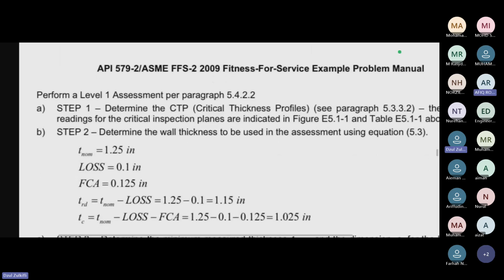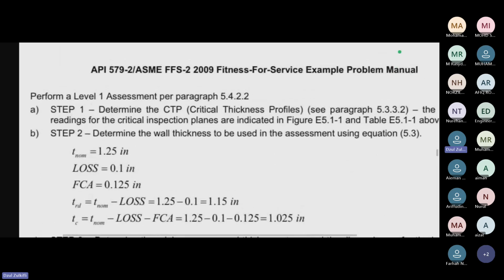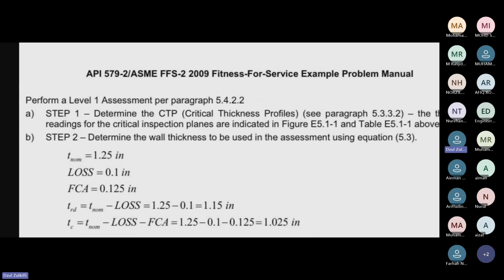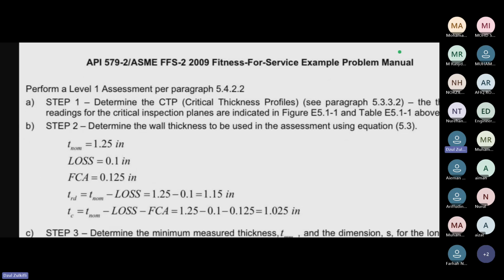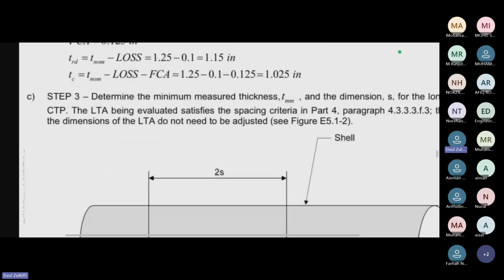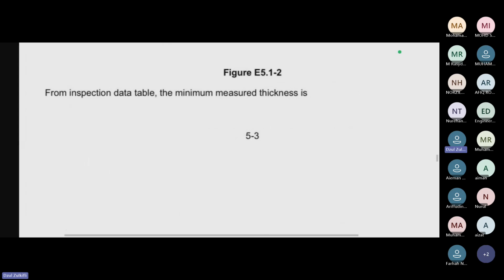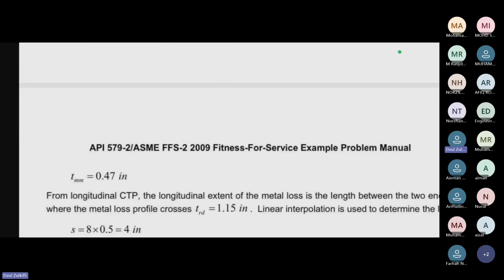Alright, let us walk through the calculation. As usual, I take one part of the calculation for manual, just for exposure, but what is important is that I want to walk through the basic concept. I hope this is better for our timing. Similar concept as before, we need to calculate tc, which is our okay thickness minus corrosion and future corrosion allowance. In this case 1.025. Same as before. Determine the minimum measured thickness. The minimum measured thickness is 0.47. We saw that earlier.